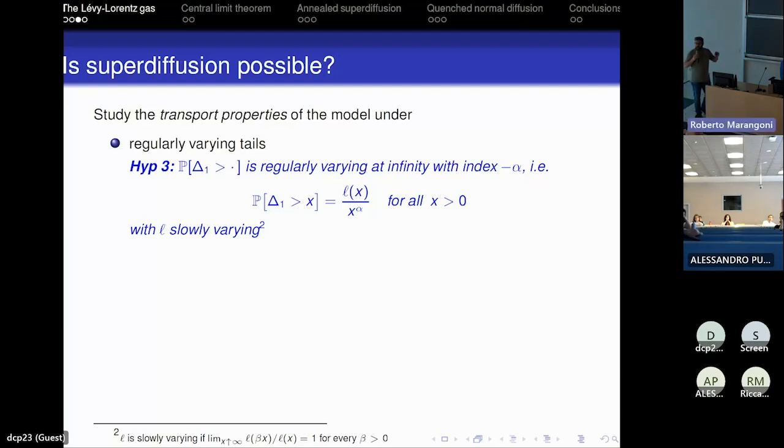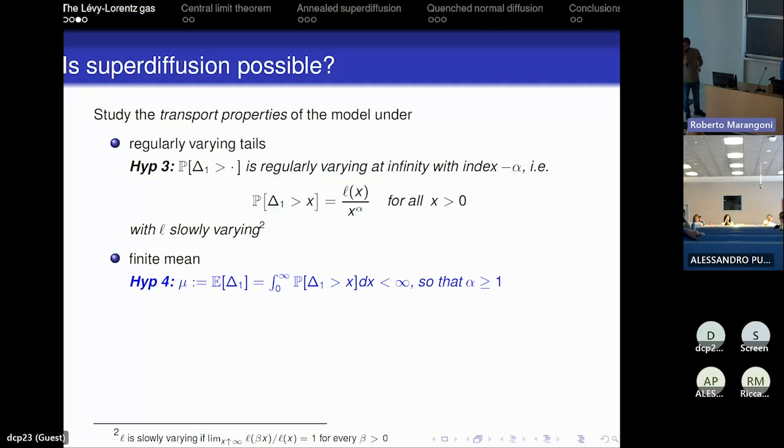In this talk, I only focus on the case where the expectation, the mean of Delta_1, is finite. And this is the fourth and last main hypothesis of the model. Okay, mu, the expectation of Delta_1, is finite.